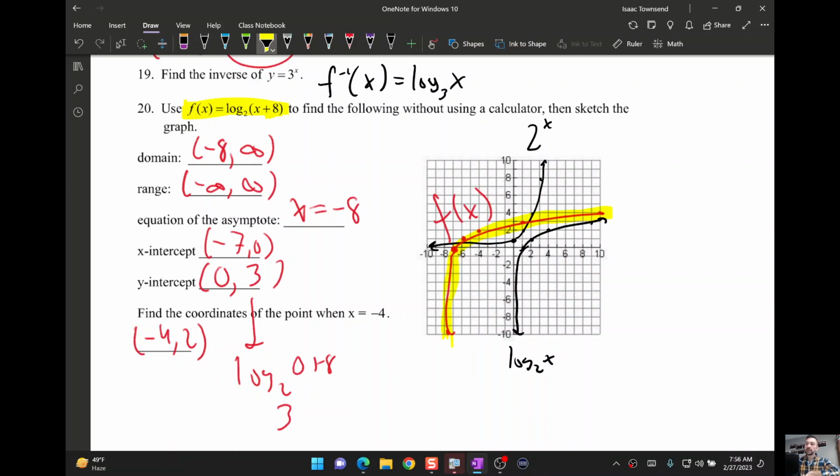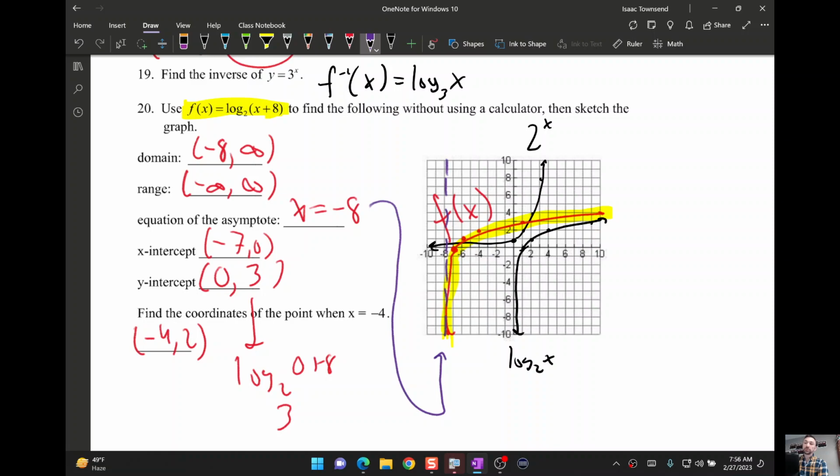The domain approaches -8 on the left, infinity on the right, goes down and up forever. This asymptote is right here. It's a vertical line, which is why it's x equals and not y equals. Asymptote is always the line that it approaches but doesn't cross. The x-intercept I was sure about because I kept up with that point. The y-intercept I was not sure about.